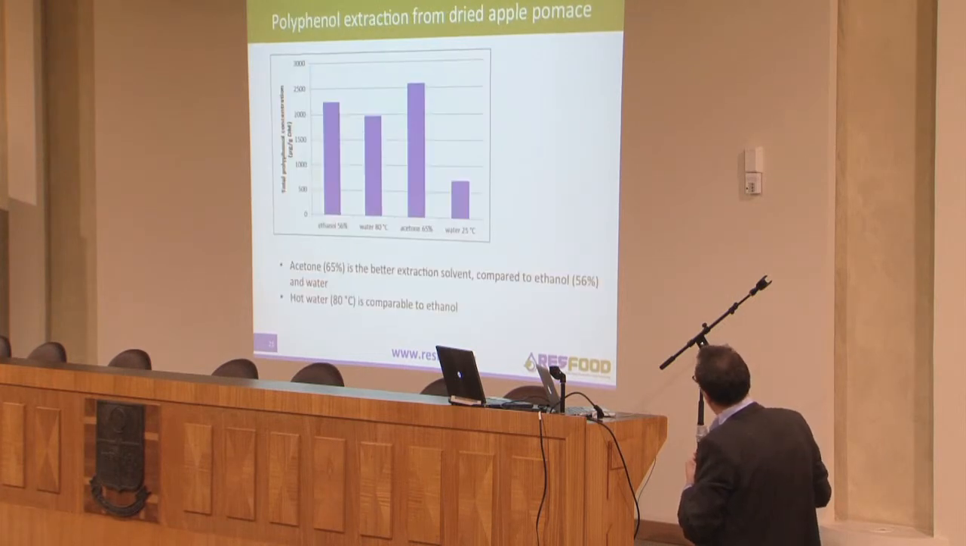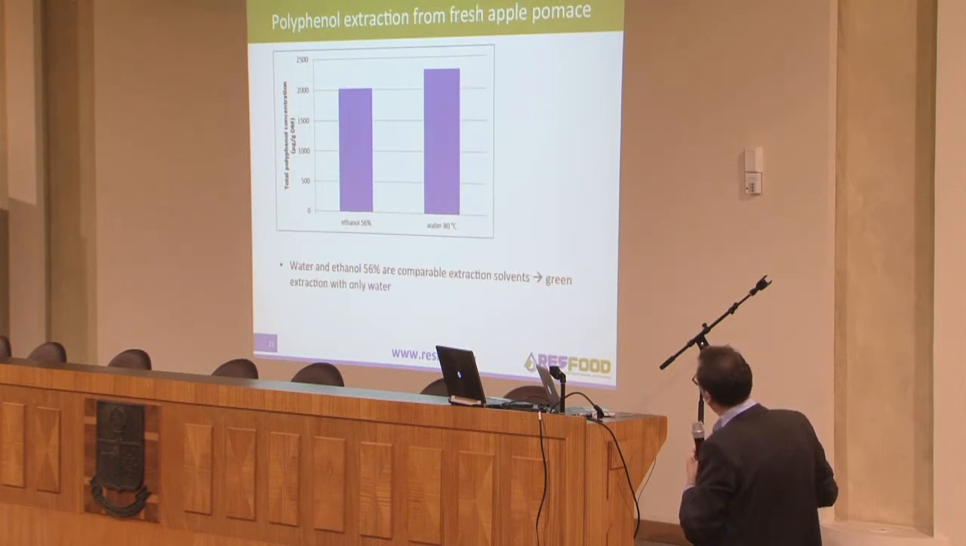And the results for the dried apple palms were that acetone showed the best recovery, followed by ethanol and water. So acetone was a better extraction solvent compared to ethanol, and we also saw that hot water was actually comparable to ethanol. This was for the dried palms.